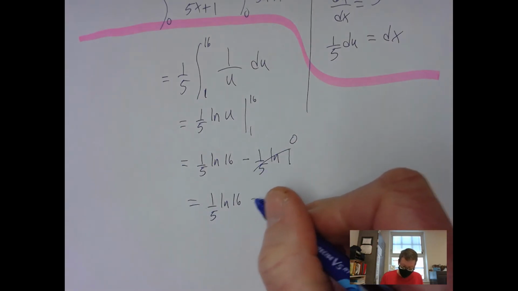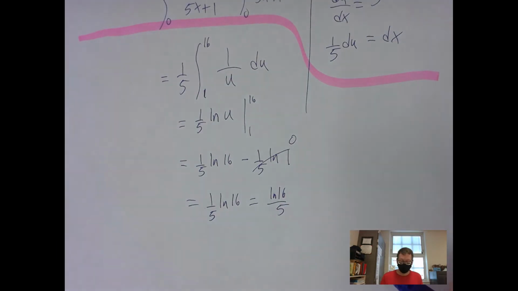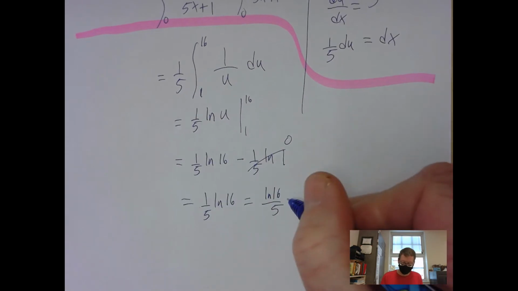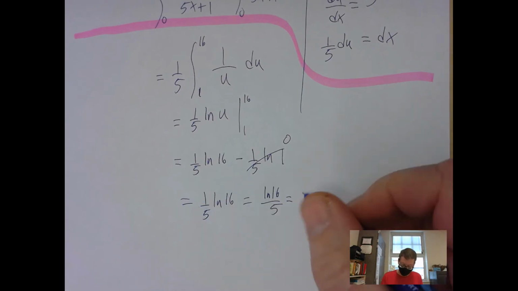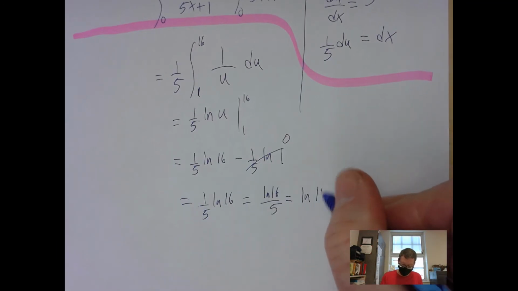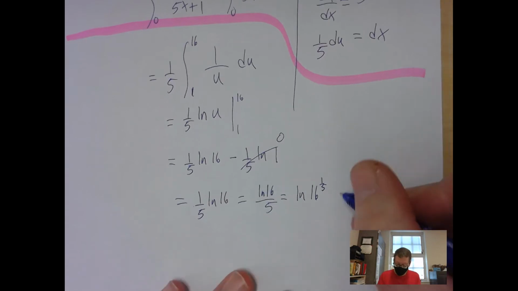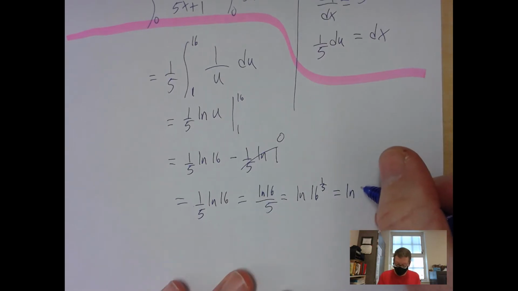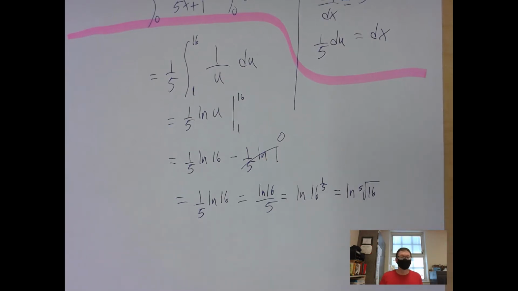Or you could say natural log of 16 divided by 5. Or, what's the number in front always? With logs and natural logs, what's this number in front represent? The exponent, so it's natural log 16 to the 1/5 power. You could write it like that. Okay? And the 1/5 power is the 5th root, right? So you could write it the 5th root of 16. You could write it like that. So there's all different ways to represent the answer. But my point is, we don't have to put the x back in like we were doing before.